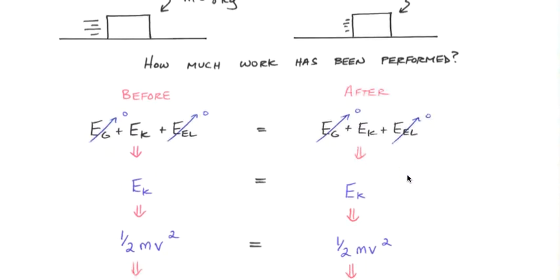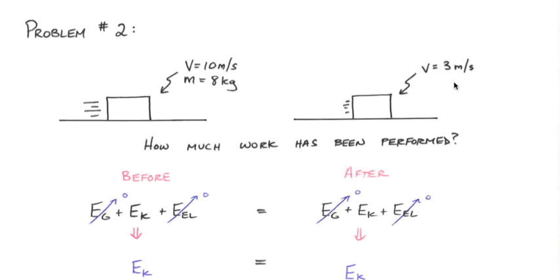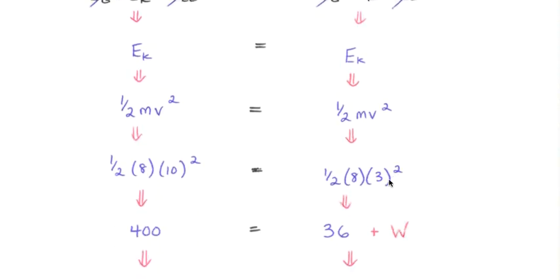If we plug our values in, 1/2 mv squared before must equal 1/2 mv squared afterwards. The difference is I'm going at 10 meters per second before and only 3 meters per second afterwards. So what you'll notice here is this side equals 400 and this side only equals 36. Ignore this for 1 second. 400 certainly does not equal 36.